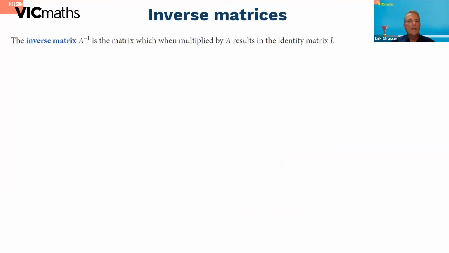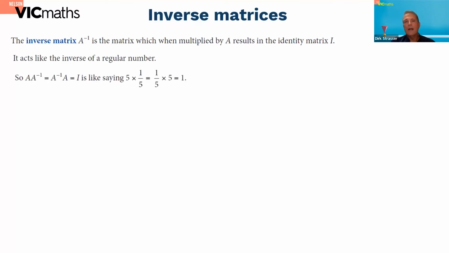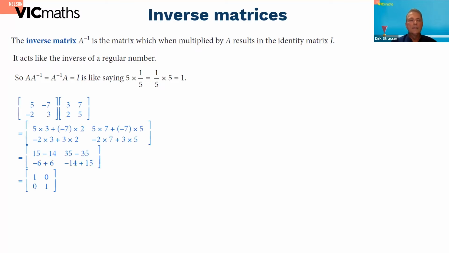Mainly because it's involved in the inverse matrix. The definition of the inverse matrix is given here. It's the matrix which, when multiplied by A, results in the identity matrix. So it acts like the inverse of a regular number. It's really the equivalent of saying 5 and a 5th are inverses of each other, because when you multiply them together, you get 1. That's the way to think of it, I think. There's an example of 2 matrices that are inverses of each other. You can see through the calculation there, they end up as the identity matrix at the end.